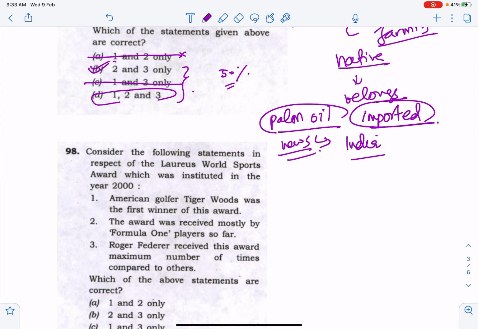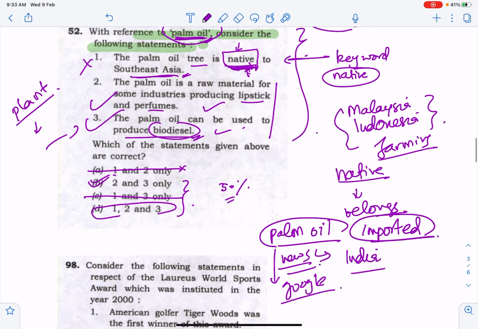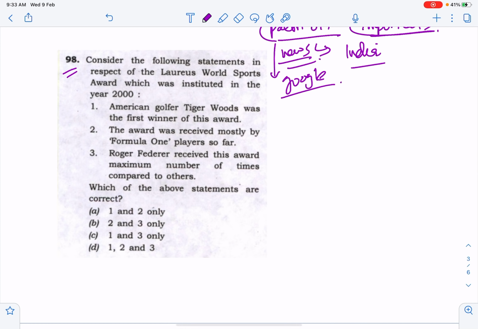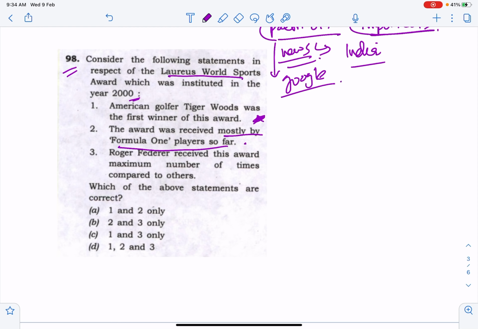So I would go ahead and Google this topic and understand it, because here it has come in a different form. Now this is a sports question. Now this question you can answer without even having to read this particular topic. Consider the statements in respect to the Laureus World Sports Award, which was instituted in 2000. American golfer Tiger Woods was the first winner of this award. No idea, I don't know, so what should I do? The award was received mostly by Formula 1 players so far. And Roger Federer received this award the maximum number of times compared to others.